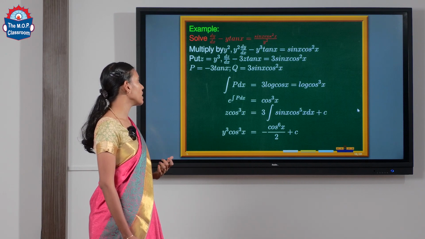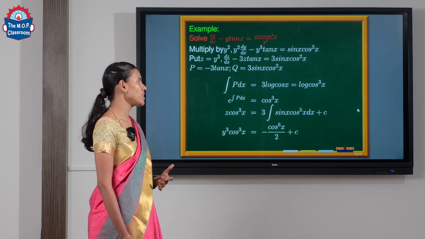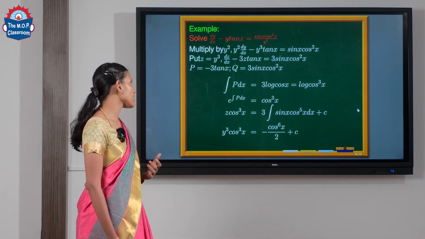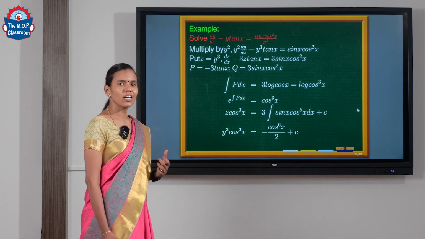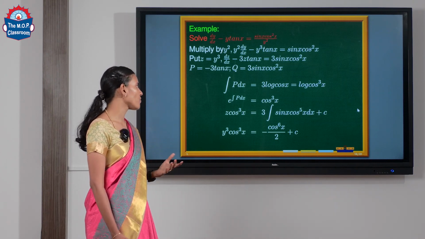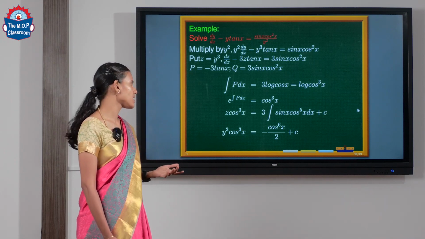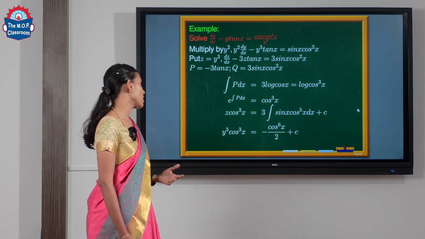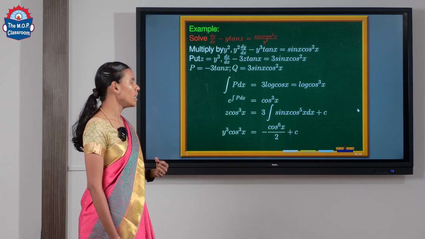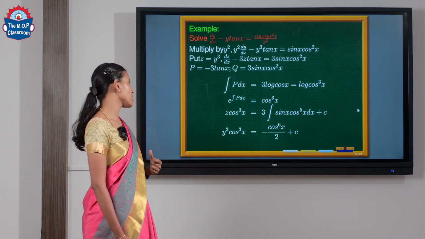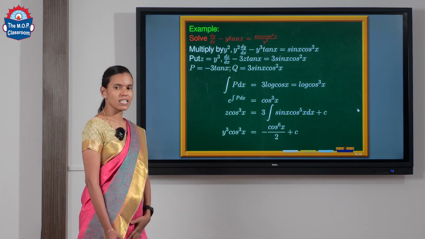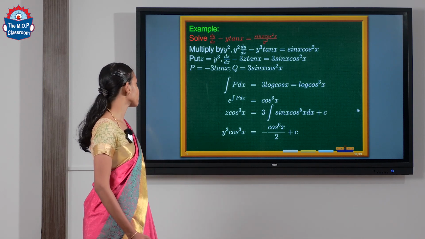So integrating p dx, I am left with log cos cube x, and e power integral p dx is cos cube x. So z cos cube x is equal to 3 times the integral of sin x cos power 5 x dx plus constant. Now replacing z by y cube, I am left with y cube cos cube x is equal to minus cos power 6 x by 2 plus the constant.